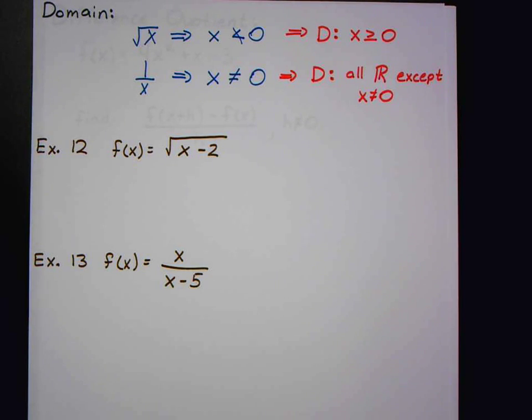For any other function that you're going to be given, your domain is all real numbers. So if they give you an equation for a line, it's all real numbers. If they give you an equation for a parabola, it's all real numbers. These are the only two you have to worry about.